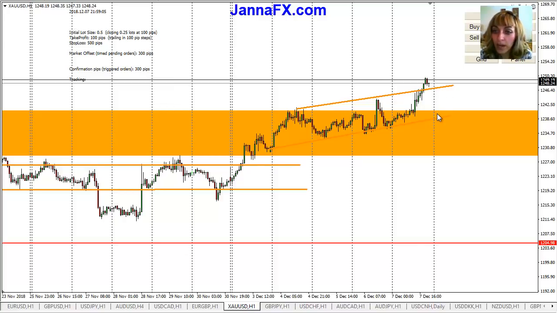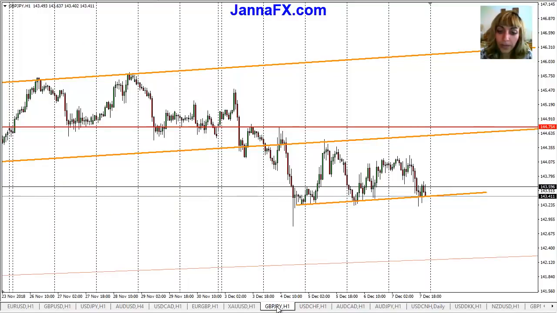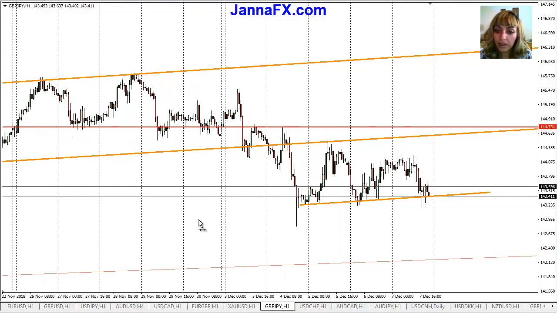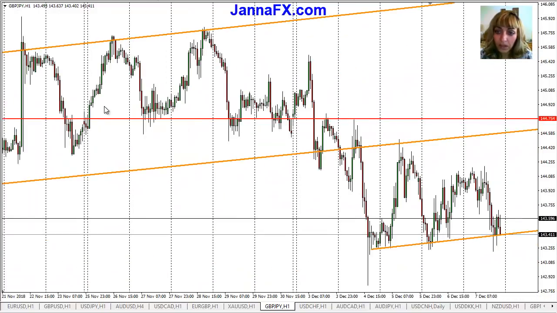Okay, so if it jumps down, then we'll see where it's going to sit in here, where it's going to go back to this level area once again. Or maybe it will jump up there. Will there be gaps or not? So that's the gold.